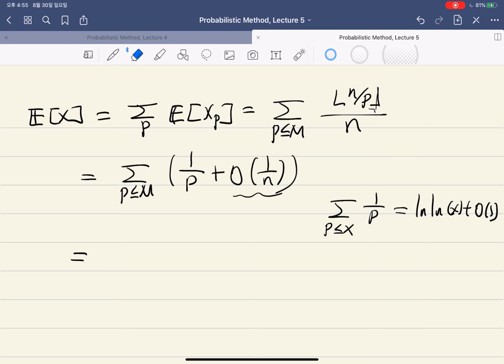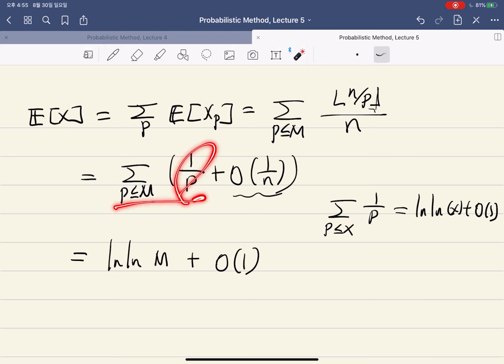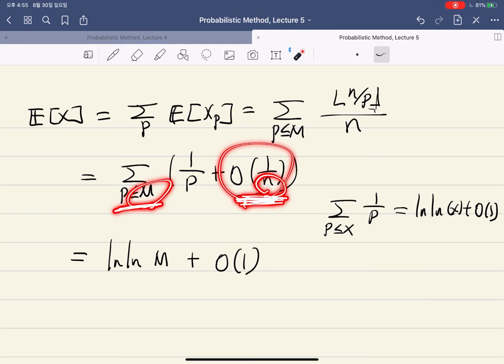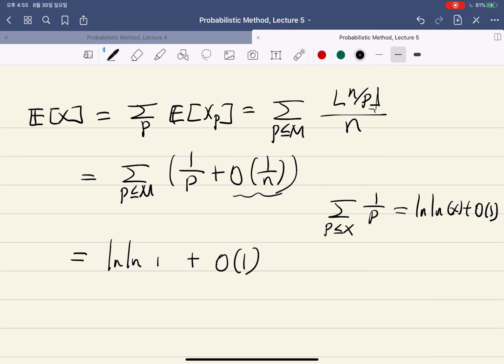So this is log m plus some constant, because this part, if you take it, then you get this. And this part, if you take this many, then that's at most 1. I mean at most some constant, because m is smaller than n, so this is constant, so it contributes to there.